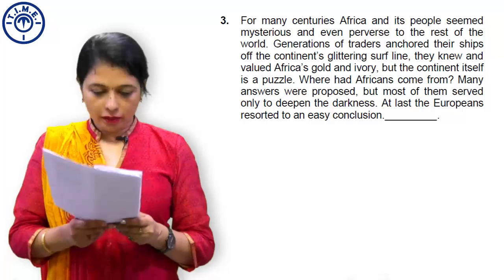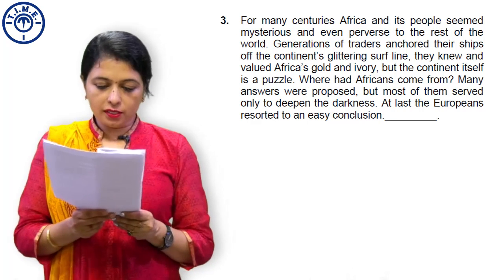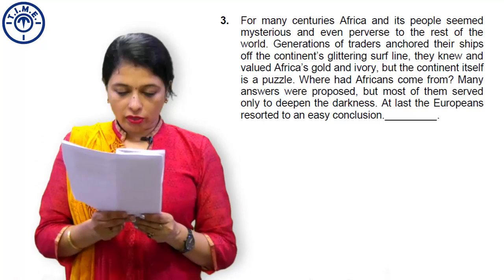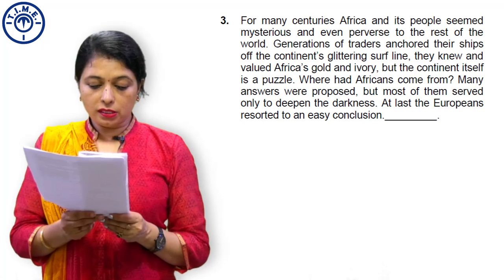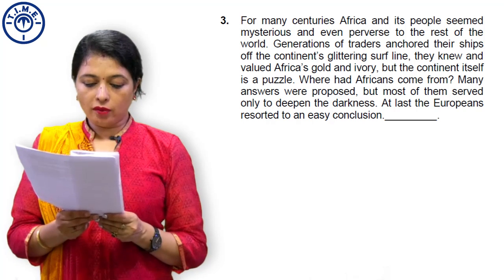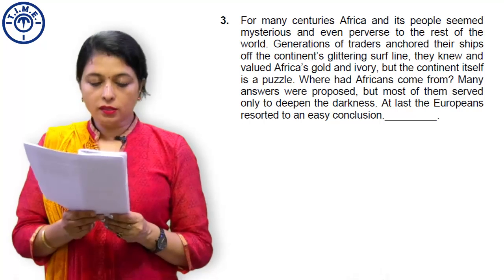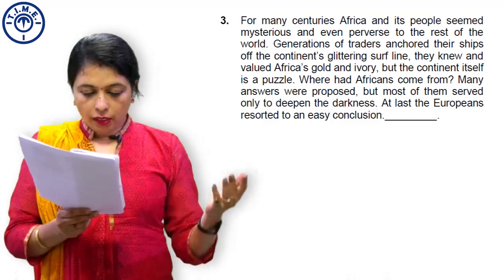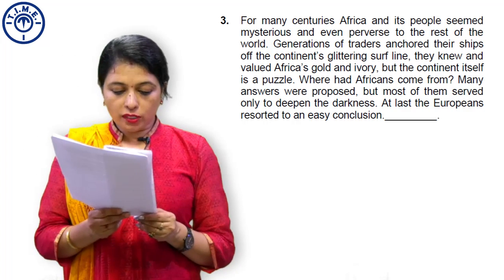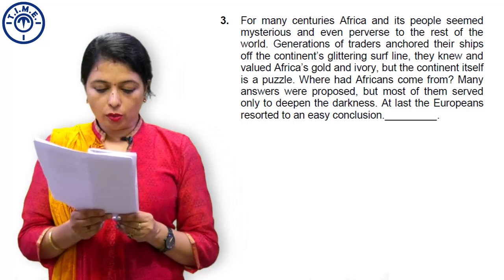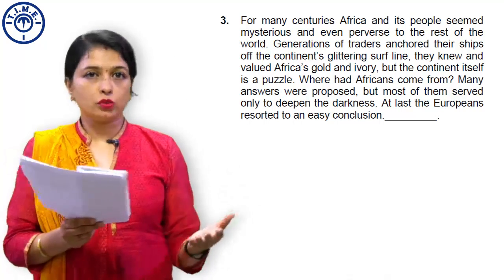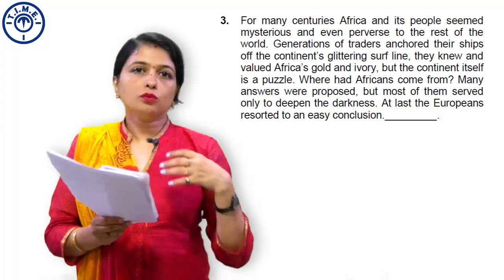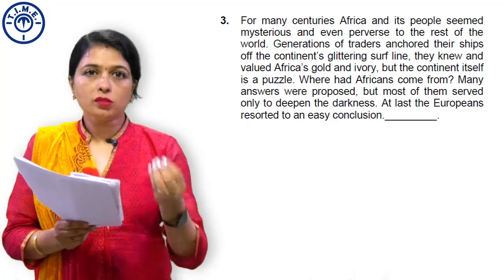I'll continue with the third paragraph. For many centuries, Africa and its people seemed mysterious and even perverse to the rest of the world. Generations of traders anchored their ships off the continent's glittering surf line. They knew and valued Africa's gold and ivory, but the continent itself was a puzzle. Where had Africans come from? Many answers were proposed, but most of them served only to deepen the darkness. At last, the Europeans resorted to an easy conclusion, and this is followed by a blank space, indicating that you need to, among the choices, fit in the most suitable one.